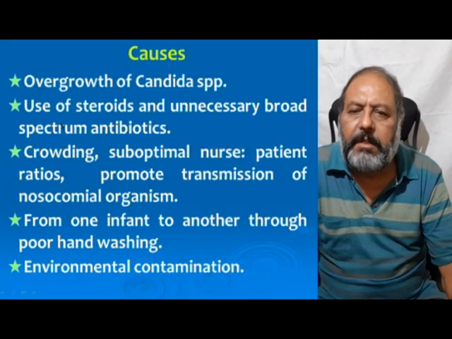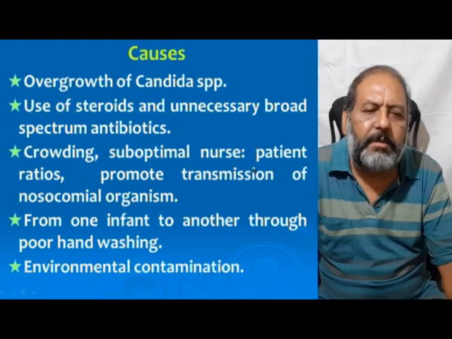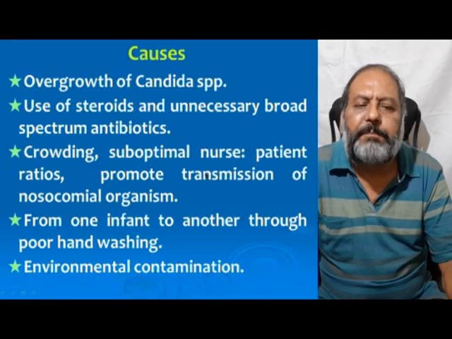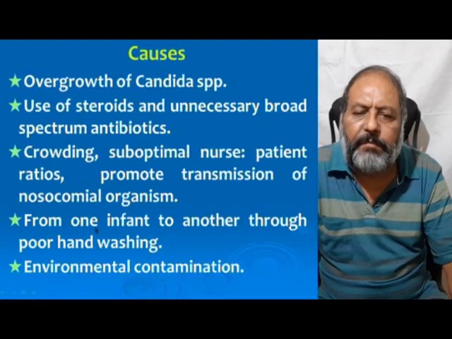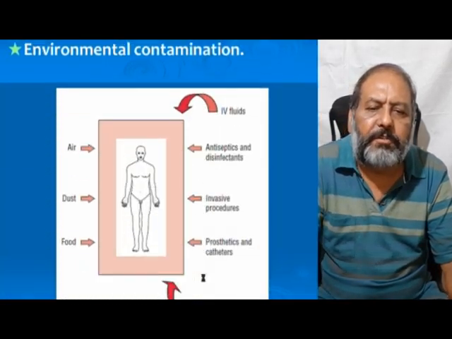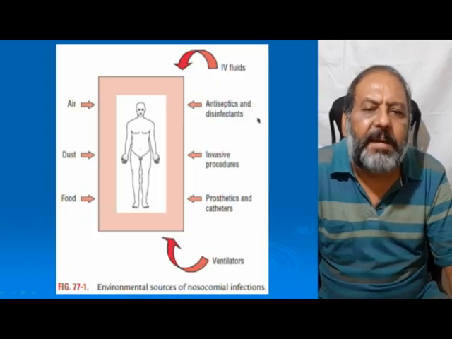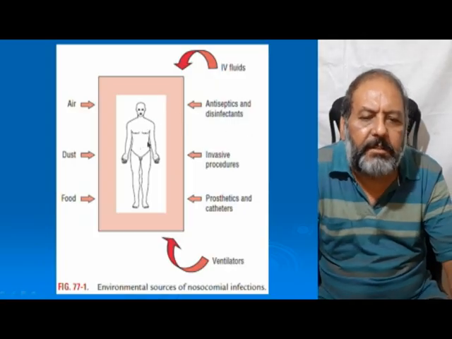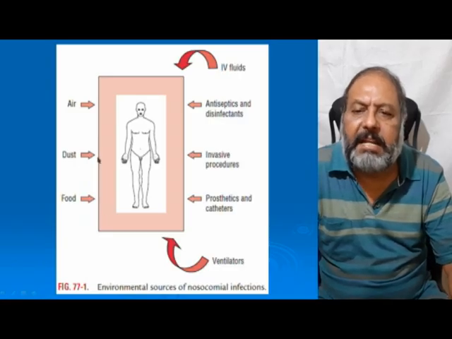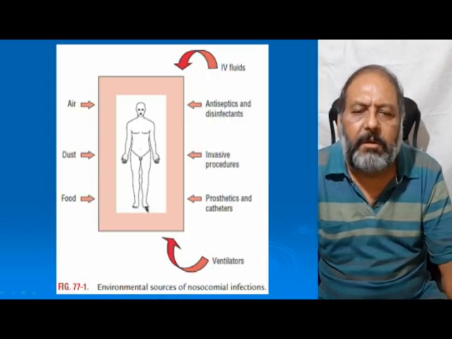Overgrowth of the candida species, use of the steroids and unnecessary broad spectrum antibiotics, crowding, suboptimal nurse patient ratio, less nurses for the proper patient caring, and that promotes transmission of the nosocomial organism from one infant to another through poor hand washing. Environmental contamination is also responsible. So here one can see a person who is exposed to IV fluid, antiseptics and disinfectants, invasive procedures, prosthetics and catheters and ventilators and the food, the dust and the air. These are all environmental sources of the nosocomial infection to which a patient who is admitted in the hospital is exposed.